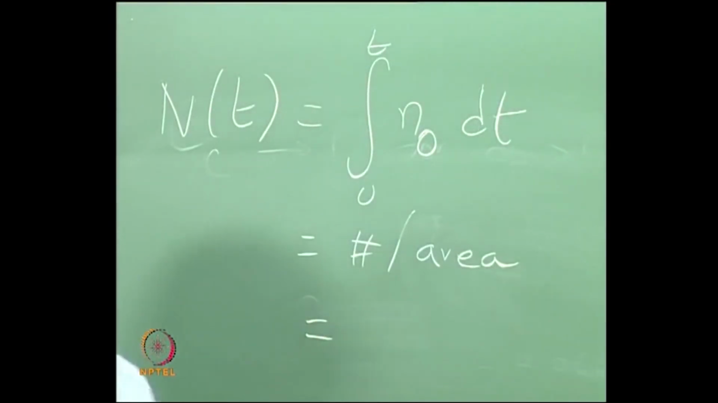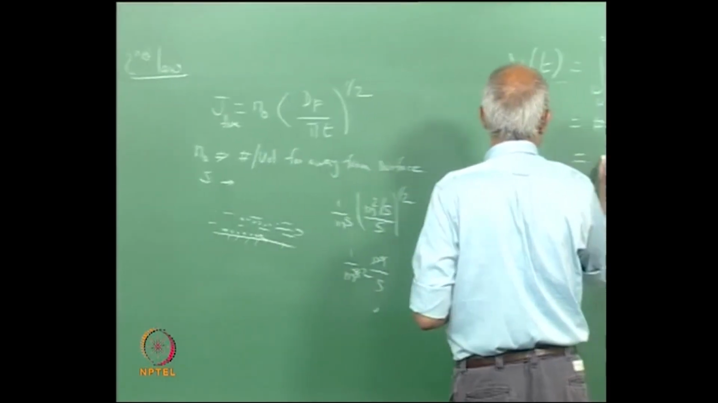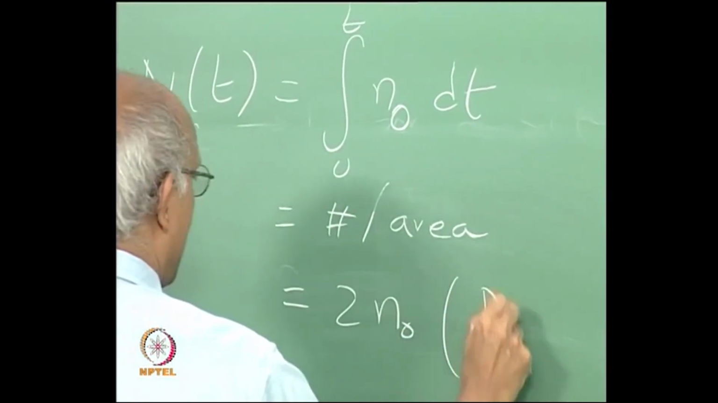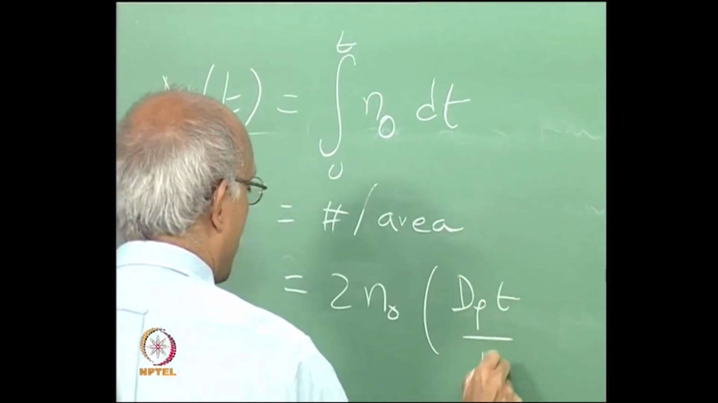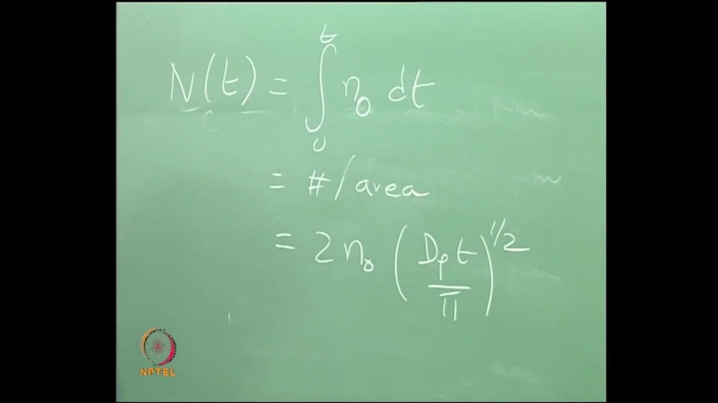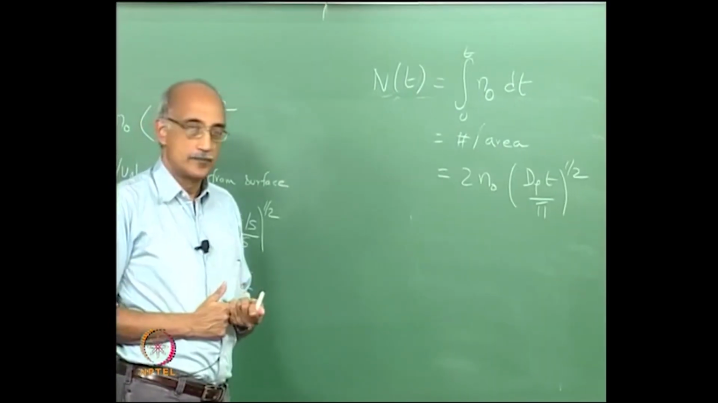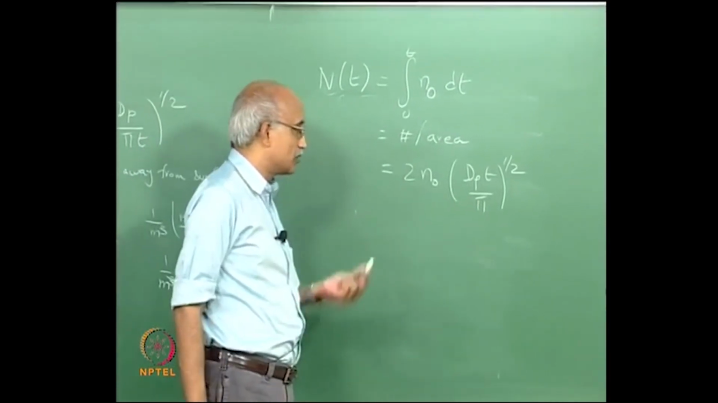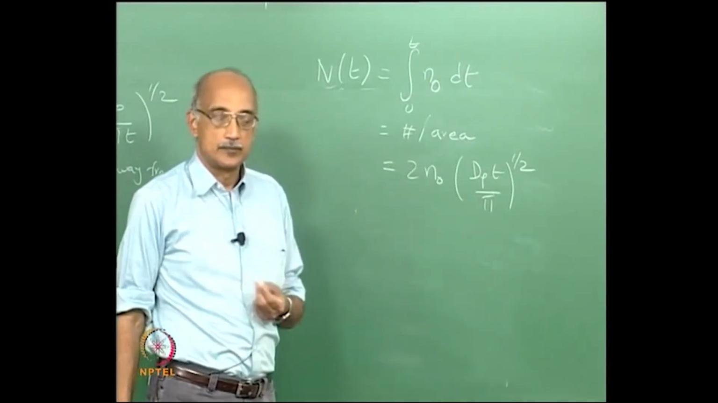So what would this be? If you go back and do this integration, this is 2 times N0 times (dP T over pi) to the power half, right? And so the number concentration on the surface per unit area essentially scales as these parameters. Now what is the implication of this formula?